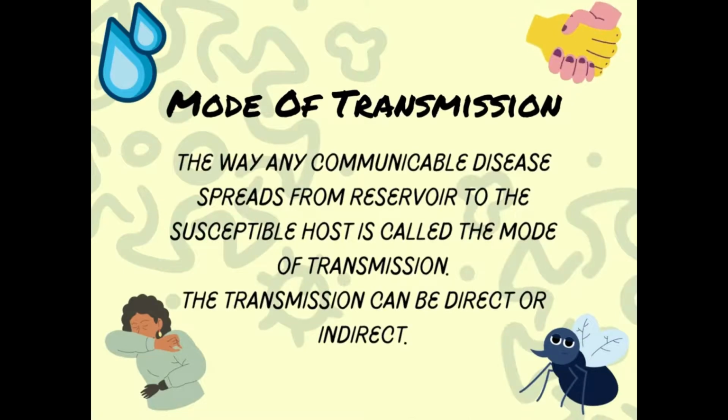Moving on, we will be talking about mode of transmission. So mode of transmission is the way any communicable disease spreads from reservoir to the susceptible host, and it can be indirect or direct. In the direct mode of transmission, you can say if we come directly in contact with an infected person, or we directly touch them, or from droplet infection, contact with soil, or transmission to vertical transmission is also included in the direct mode of transmission.